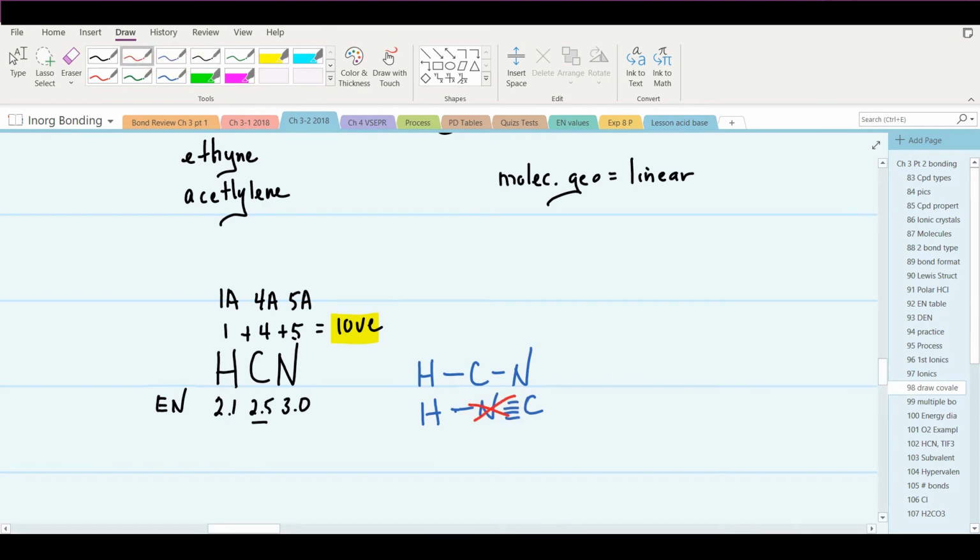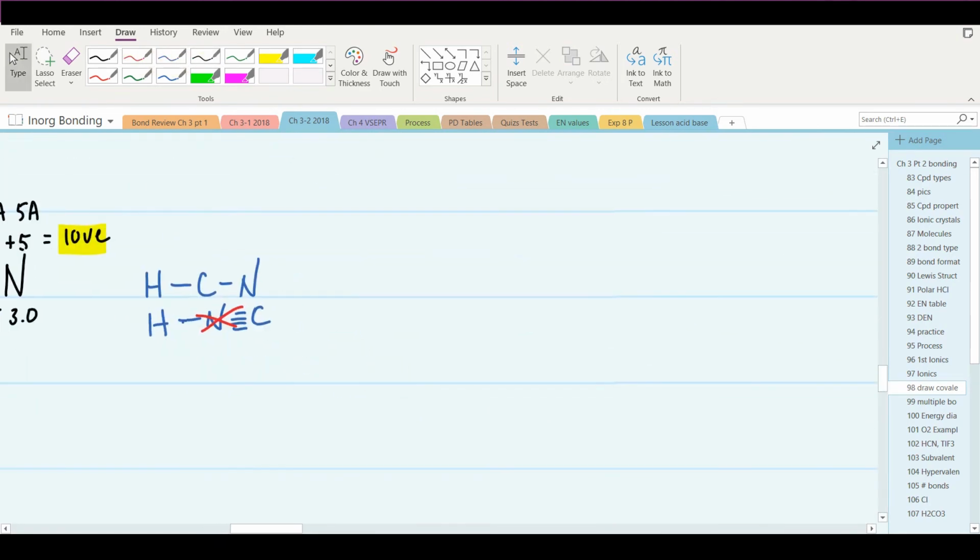Let's draw that. So I'll just draw it kind of quickly. HCN. Nitrogen is in group 5A. It has 3 non-bonded, unpaired, single electrons in addition to its pair. All right, so here's the line bond structure of hydrogen cyanide. It's a linear molecule, right? 180 degrees.